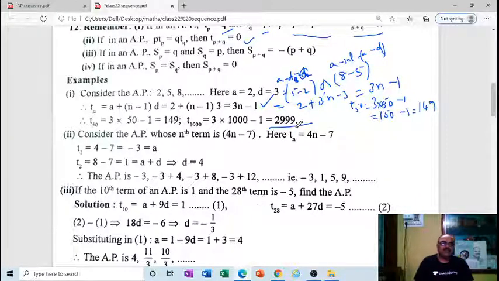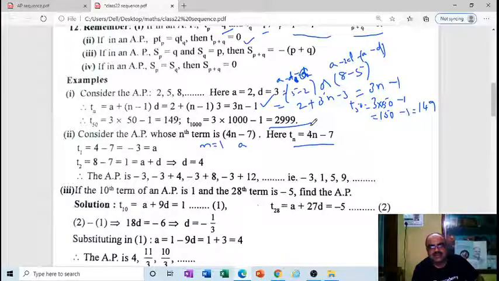Second one, consider the AP whose nth term is 4n minus 7. Here Tn is equal to 4n minus 7. They have given the Tn formula. You need to find the series in this. Now how do we do that? Put n equal to 1. Why? This will give you A.